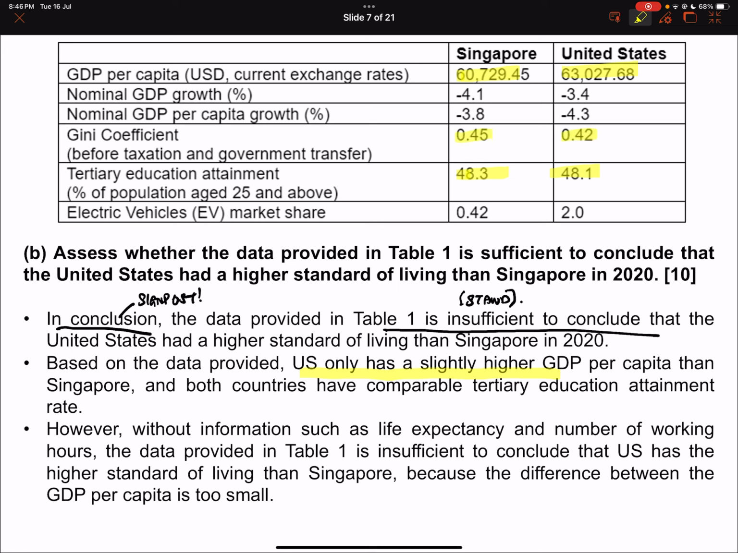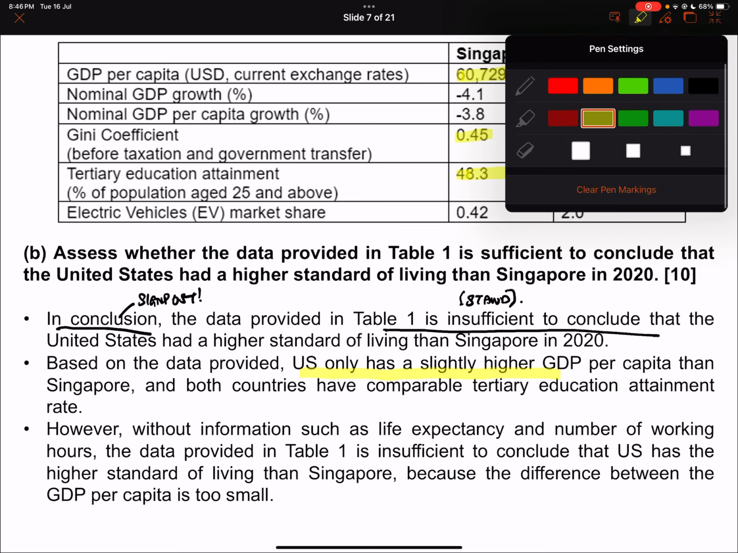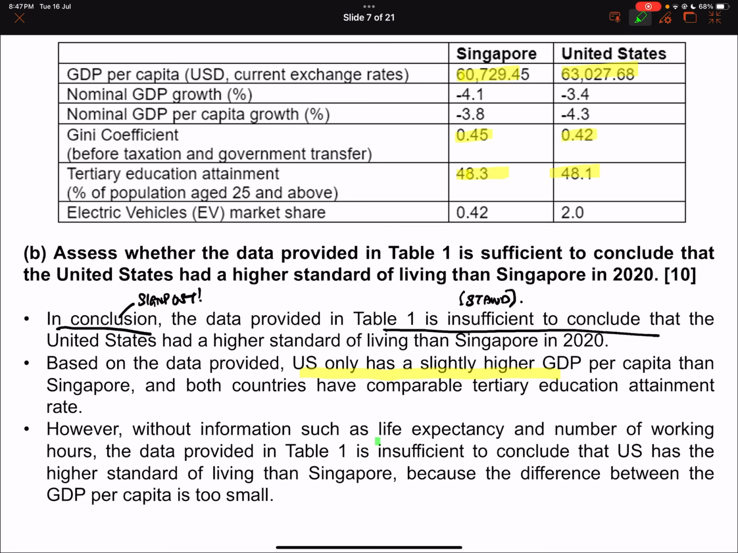So definitely, if I want to really come to a conclusion about which one has a higher standard of living, I really need more information. So what kind of information do I need? We pointed that out. We can look at life expectancy, right? And I'm pretty sure that Singapore has higher life expectancy. Okay, our healthcare standards are very high. Number of working hours, we can also talk about that. So all this is not provided in table 1.